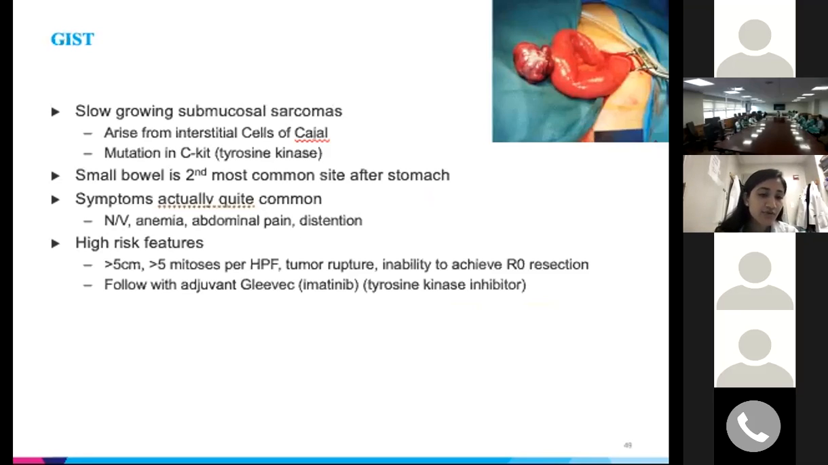High-risk features include greater than 5 centimeters in size or greater than 5 mitoses per high power field. If the tumor has these high-risk features, then it does require neoadjuvant imatinib or Gleevec. That's a tyrosine kinase inhibitor. For patients who have tumors that are less than 5 centimeters in size, they typically have a very low rate of recurrence, less than 10%. And so if they're completely resected, they don't require any adjuvant therapy.